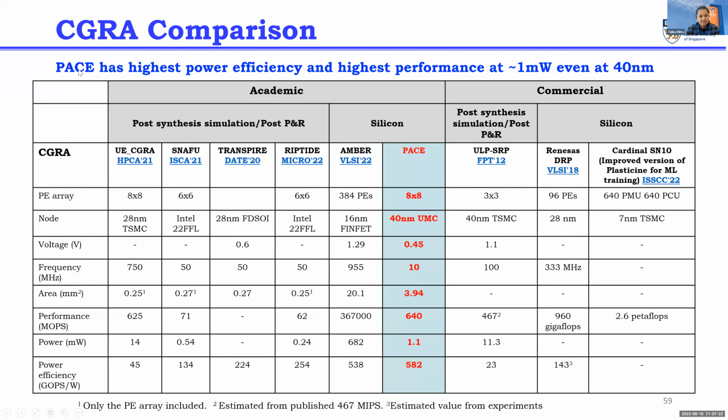So this table summarizes where our design PACE stands in terms of the rest of the CGRA architectures. There are plenty of architectures in academia and commercial. Most of them are done till post-synthesis simulation, post-PNR level, but there are few that go up to silicon. So if you compare and place PACE among these CGRAs, you can see that it has a competitive power efficiency of 582 GOPS per watt, which is competitive with the Amber CGRA at 40 nanometer.